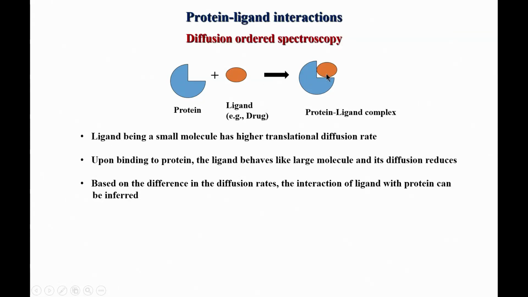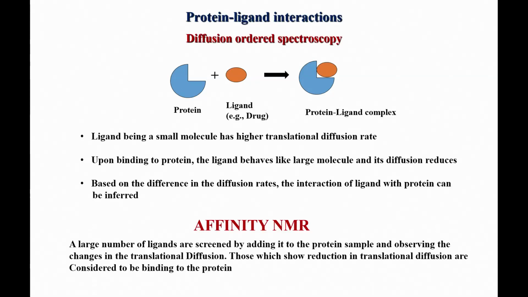So, let us see how this diffusion order spectroscopy helps to differentiate the two states by using the diffusion rates. Before we go into the DOSY details, we have to first understand a basic concept in NMR which is required for DOSY.